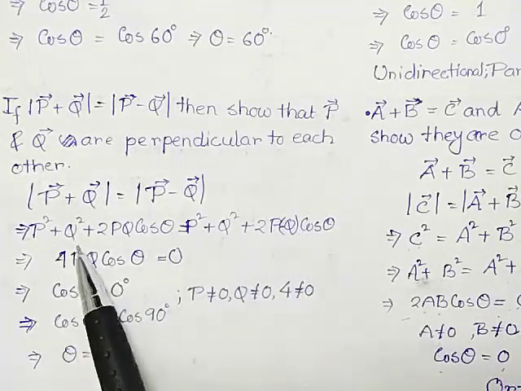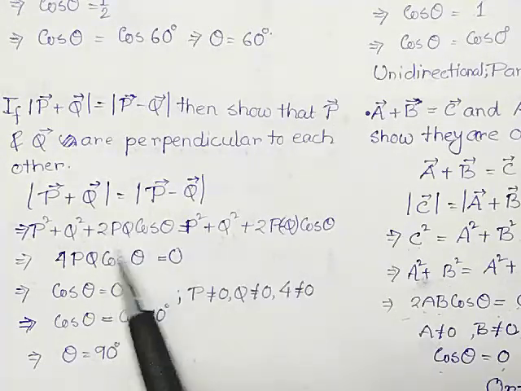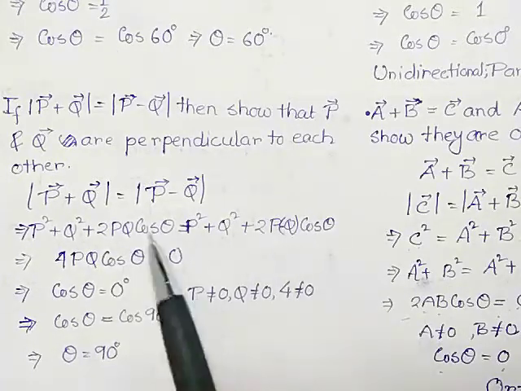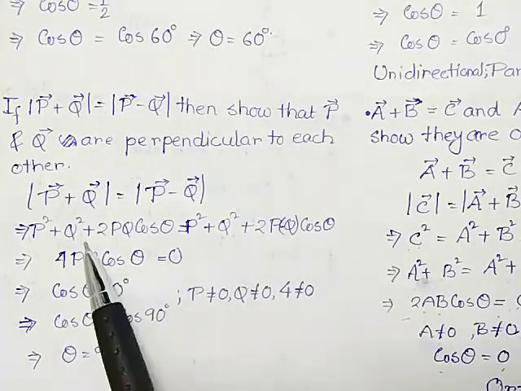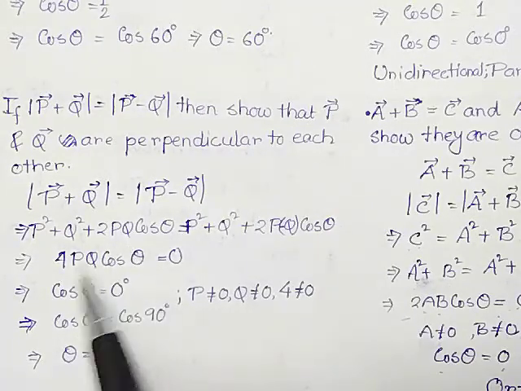So p square plus q square and p square plus q square cancel out. So 2pq cos theta equals minus 2pq cos theta. This comes on the left hand side, so 2pq cos theta, if it comes this side, there will be another 2pq cos theta. So 4pq cos theta equal to 0.